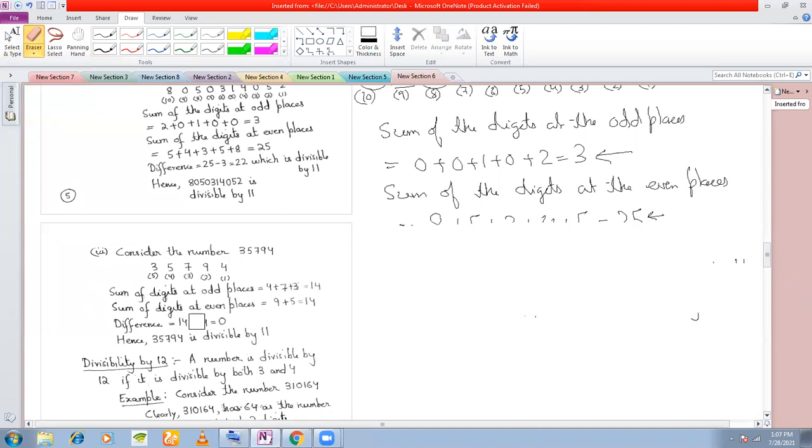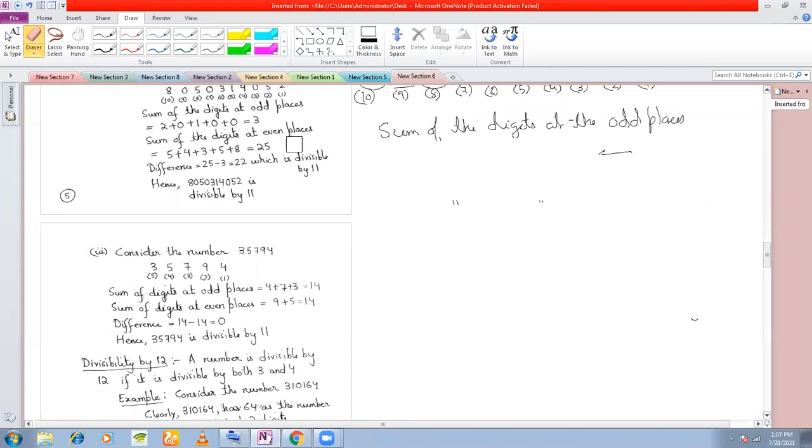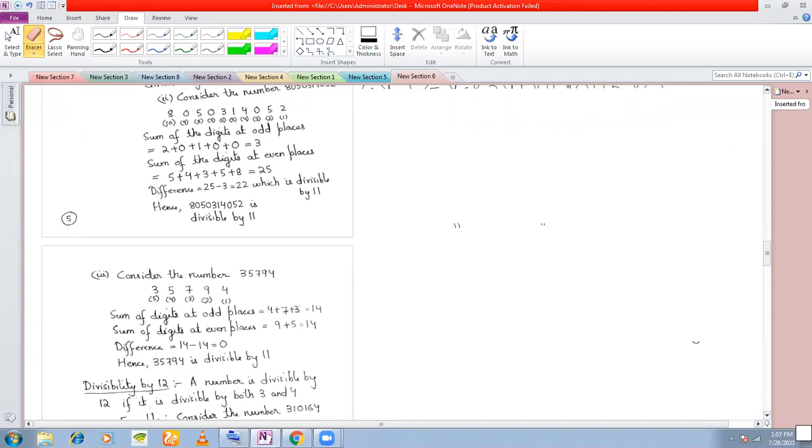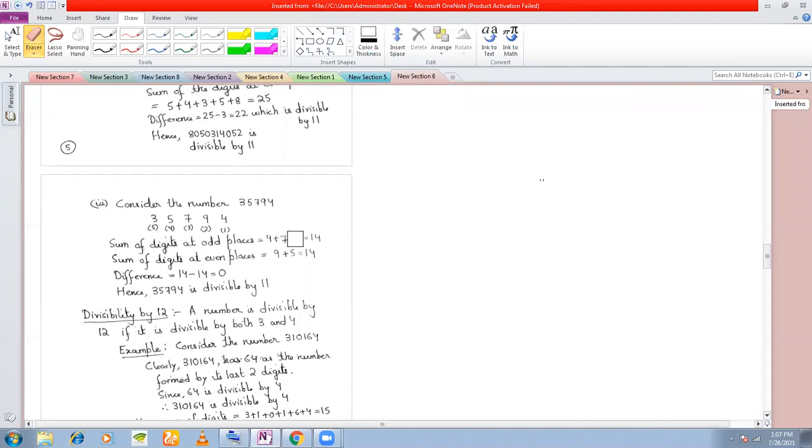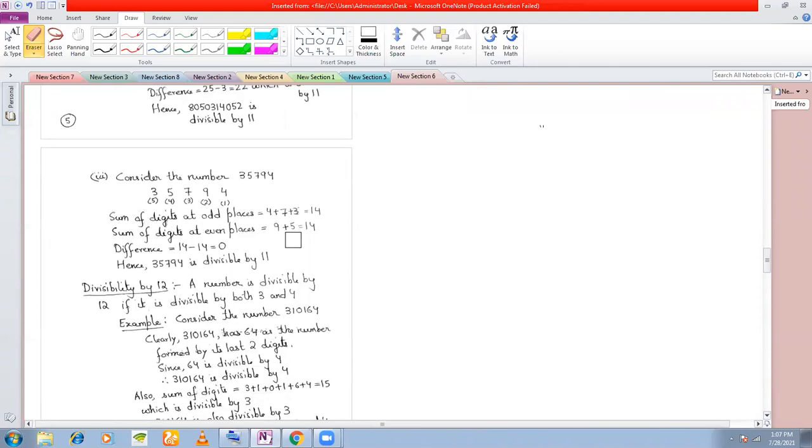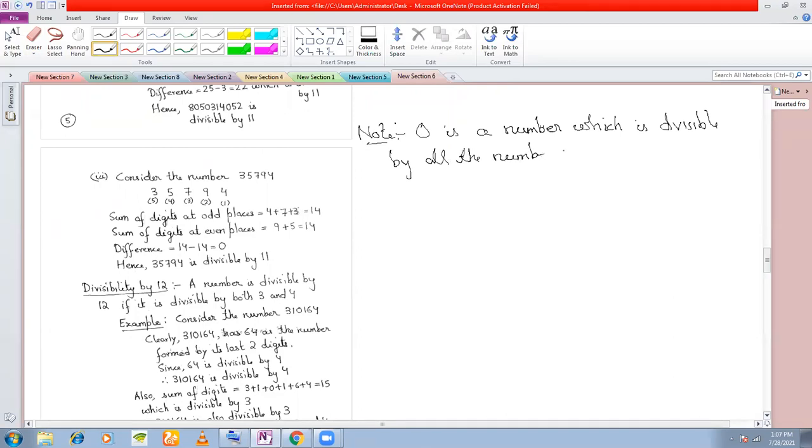Yes, sir. Now what I want to tell you is that 0 is a number that is divisible by all the numbers, okay, except itself. You cannot divide 0 by 0. Okay, just remember this. 0 is a number that is divisible by all the numbers except itself. Okay, I've not written this in the note, but you can note it down.